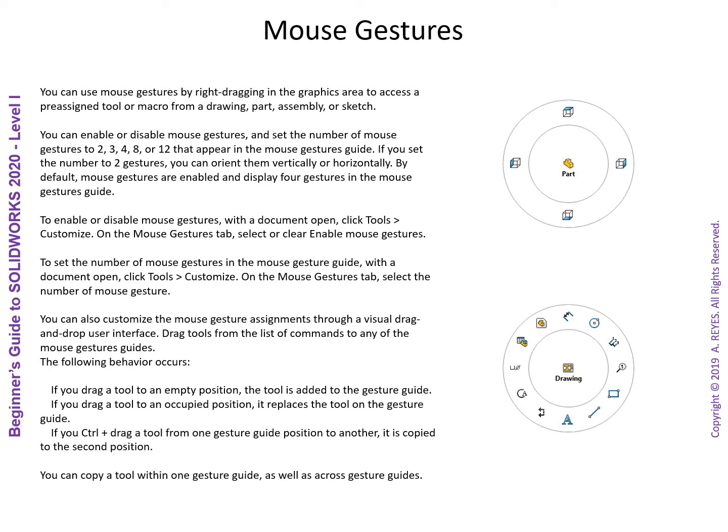You can enable or disable mouse gestures, and set the number of mouse gestures to 2, 3, 4, 8, or 12. That will appear on there. On the top one, you can see that there's 4. On the bottom one, we have 1, 2, 3, 4, 5, 6, 7, 8, 9, 10, 11, 12. So all 12. That's what it will look like full. If you set the number to 2 gestures, you can orient them vertically or horizontally. By default, mouse gestures are enabled, and display four gestures in the mouse gestures guide.